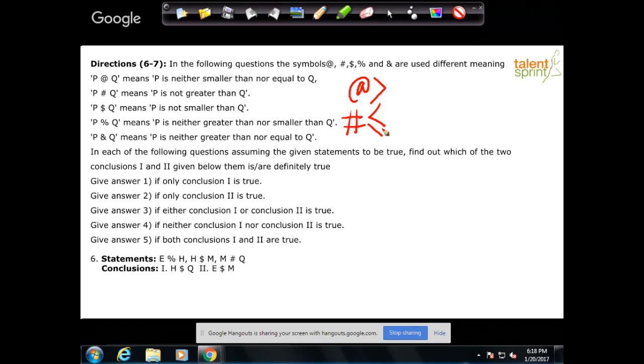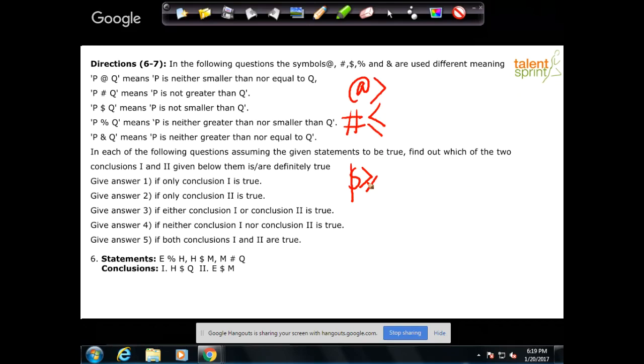P $ Q means that P is not smaller than Q. So therefore, it would mean that the dollar symbol means greater than or equal to. Read the statement once again: P $ Q means that P is not smaller. If it is not smaller, it can only be greater than or equal to. Moving on to the next bit.